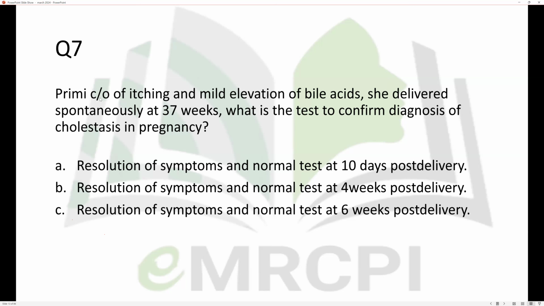A primigravida complained of itching and mild elevation of bile acids. She delivered spontaneously at 37 weeks. What is the test to confirm the diagnosis of cholestasis in pregnancy?